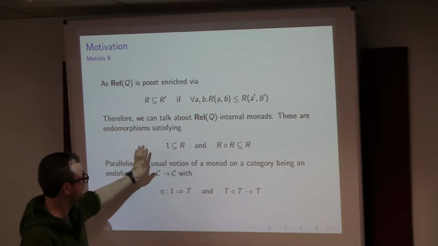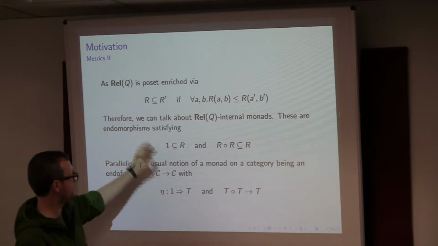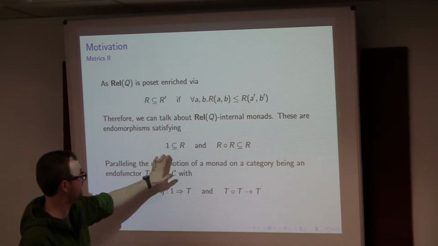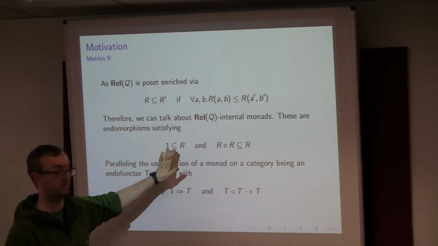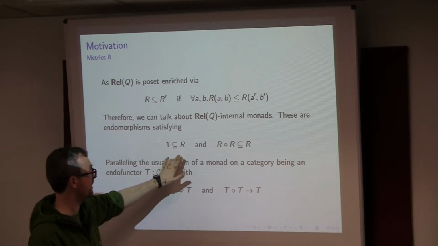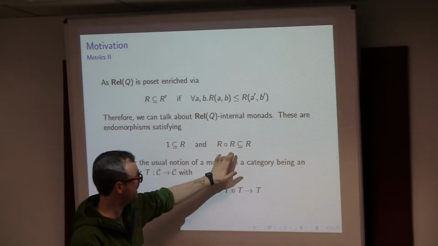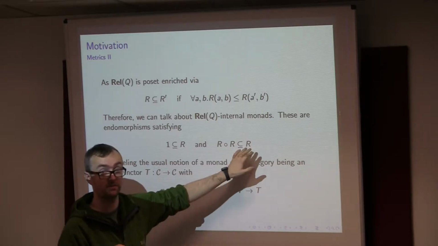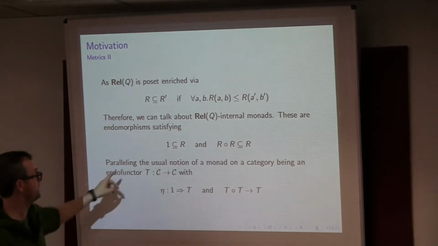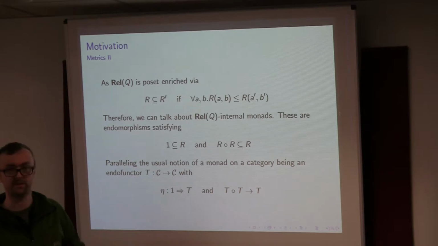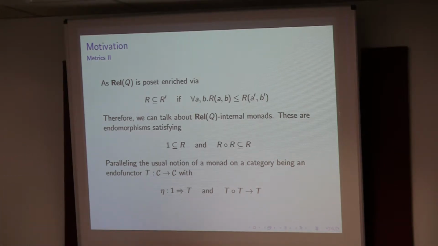And in concrete terms, what that means is that the identity relation is contained within our endorelation R, and our endorelation R combined with itself is contained within itself. So kind of a transitivity and reflexivity condition.